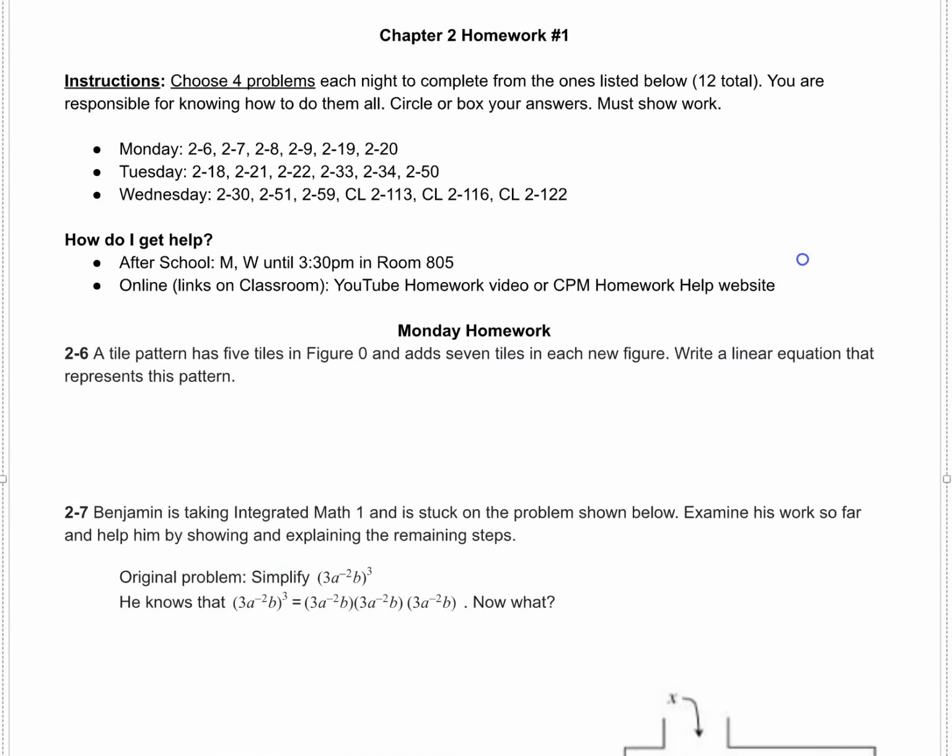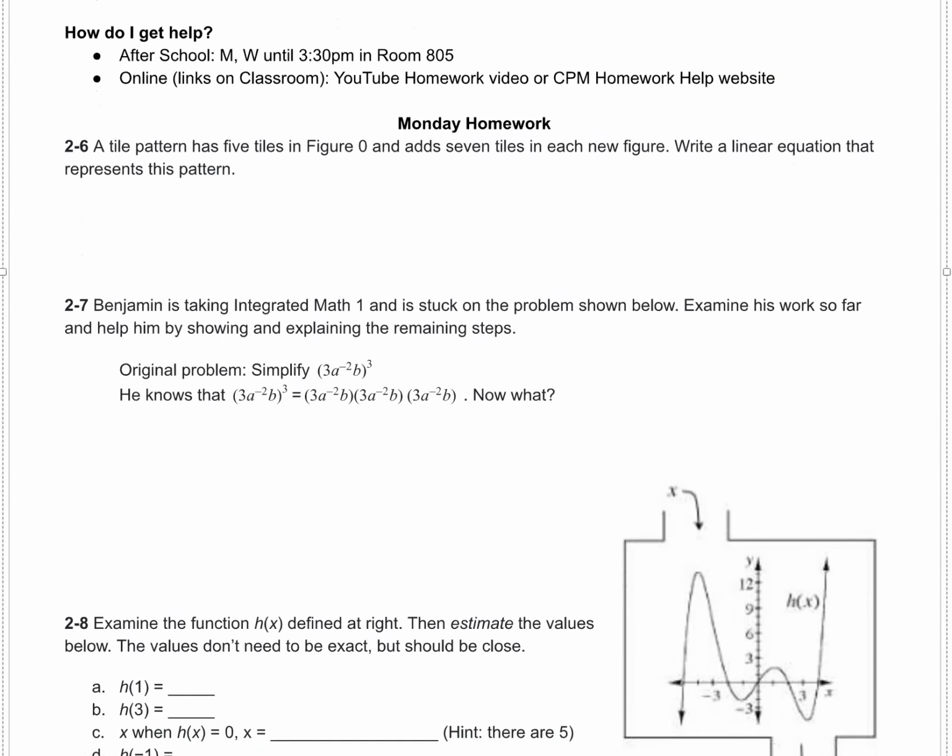Chapter 2, homework number 1. 2-6. A pattern has 5 tiles in figure 0 and adds 7 tiles in each new figure. Write a linear equation that repeats this pattern.